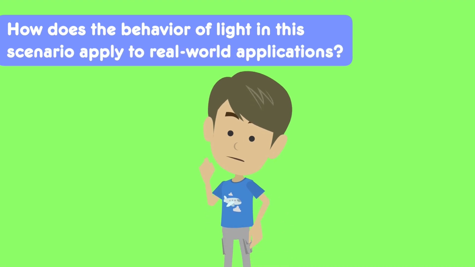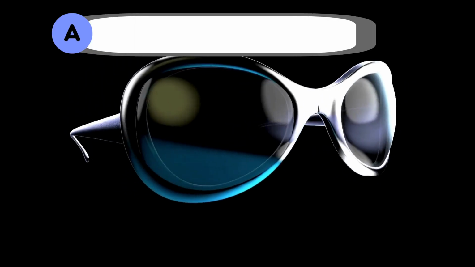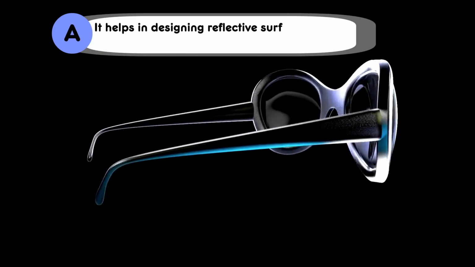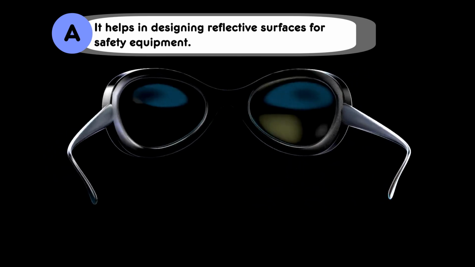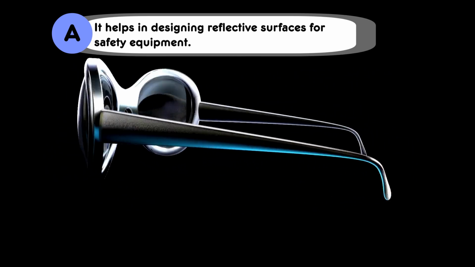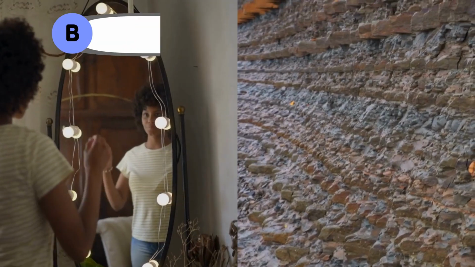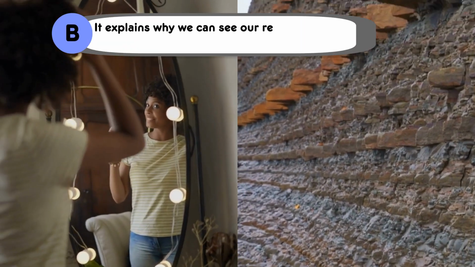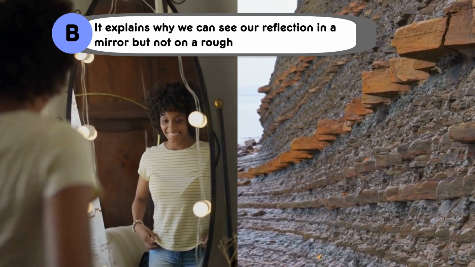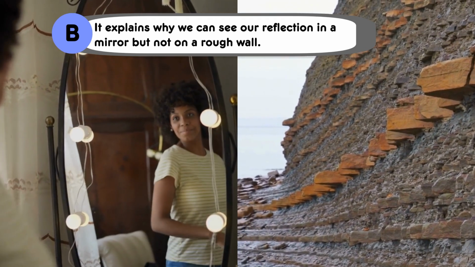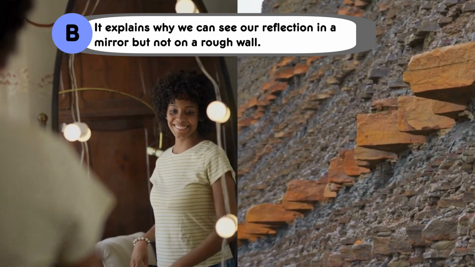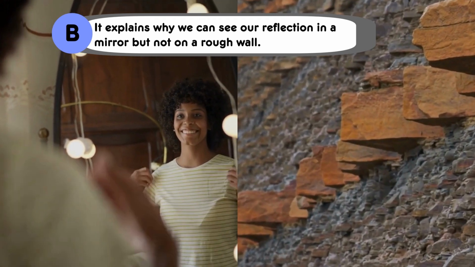Go ahead and select two correct answers. Answer choice A. It helps in designing reflective surfaces for safety equipment. Here's your quick tip. Think about how reflection is used in safety gear to make objects more visible. Answer choice B. It explains why we can see a reflection in a mirror, but not on a rough wall. Here's your quick tip. Reflect on the differences in light behavior on smooth and rough surfaces. How does this affect visibility?